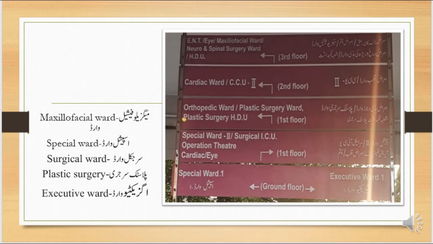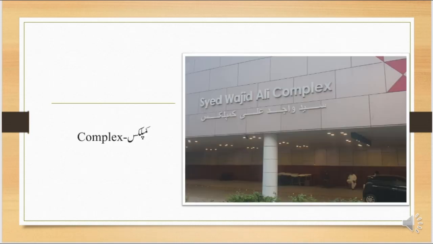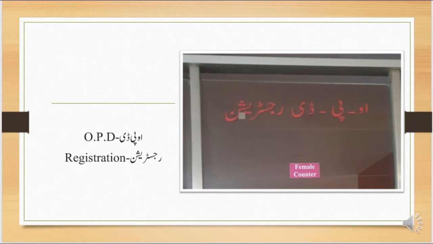All the words are written as they are, all the words are used as they sound, however only the orthography has been changed. In this picture, the word block has been integrated into Urdu language. In this example, the word complex is written as complex. In this example, the word OPD is written as it is, and the word registration is also written as it is, with the change of orthography to adapt them to the Urdu language.